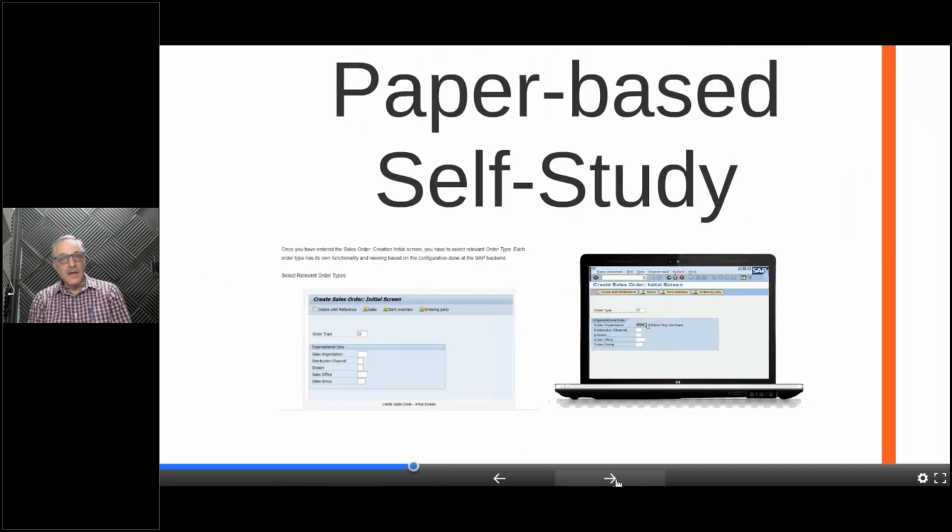The other one is, I'll call it paper-based self-study. So you're given a manual, if you will, and a lot of times this may be a live environment, a training environment, or it may be a simulated environment. So people have created a whole series of tutorials or simulated system transactions, and you're given an opportunity based upon the tasks in front of you to go through and complete them.